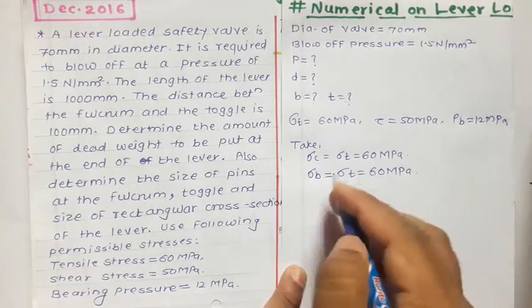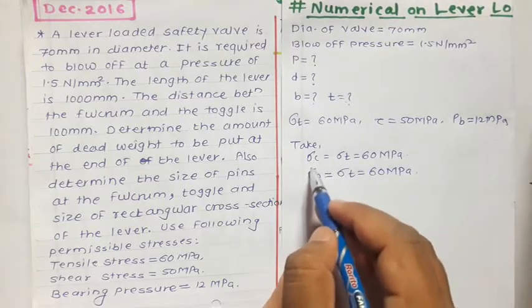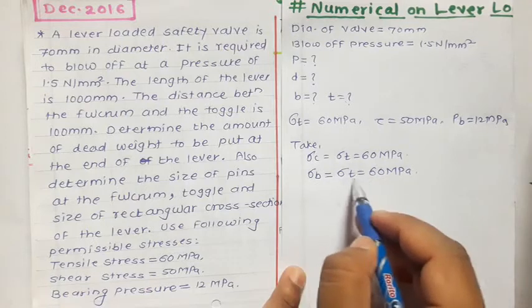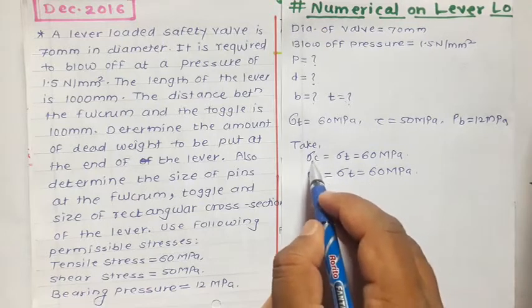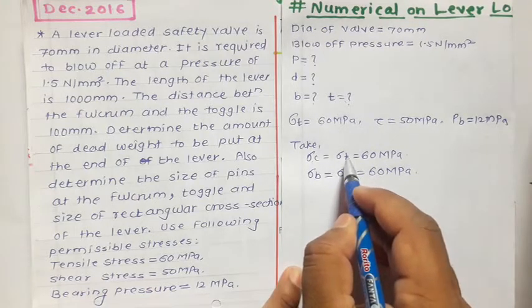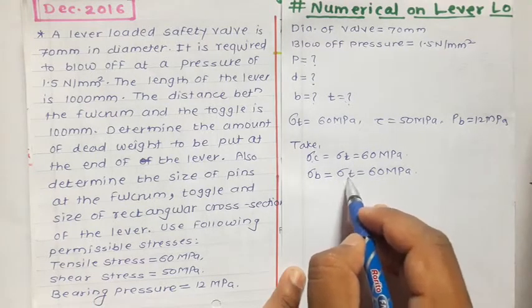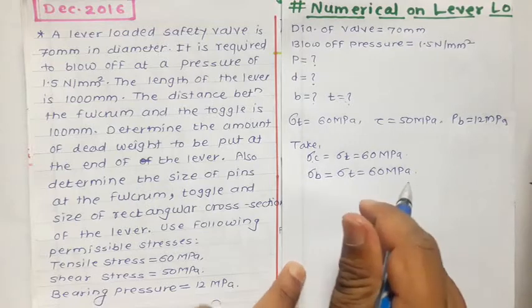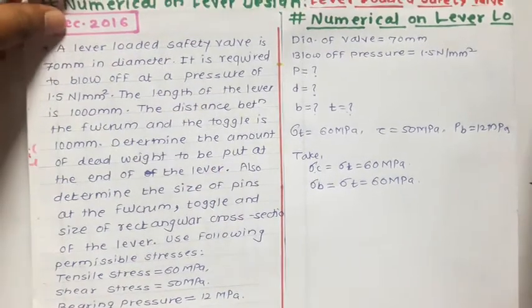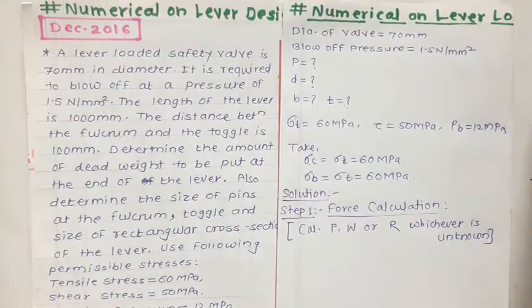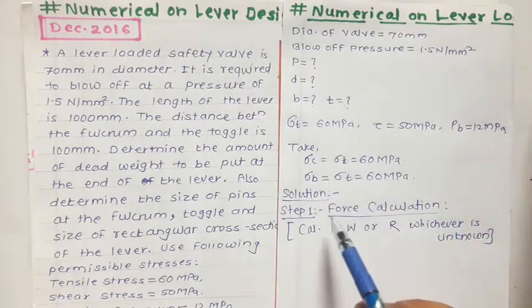These two permissible stresses we have to assume as per this equation. We have already seen that the permissible crushing stress is always equal to the permissible tensile stress except for quarter vent, and the permissible bending stress is always equal to the permissible tensile stress. So we have taken this value here. Now after writing the given data we have to start the solution.